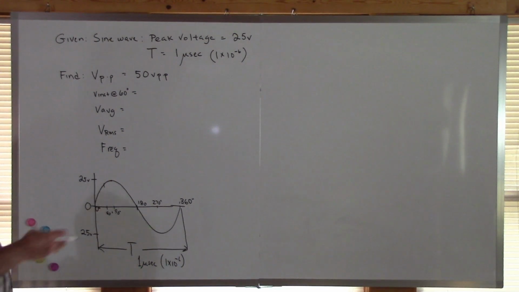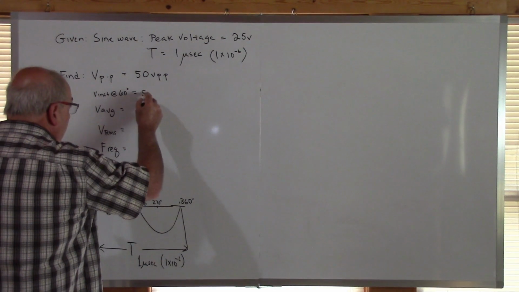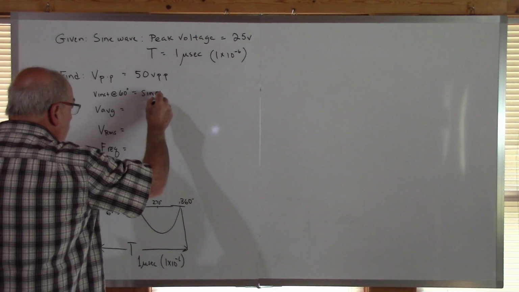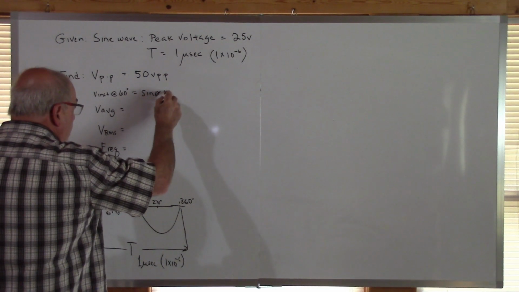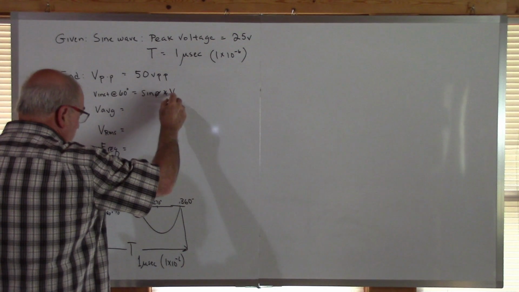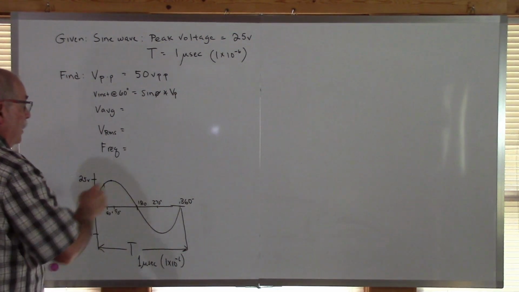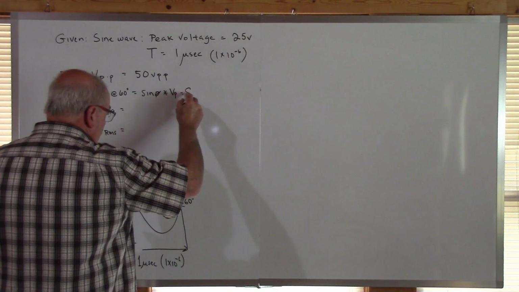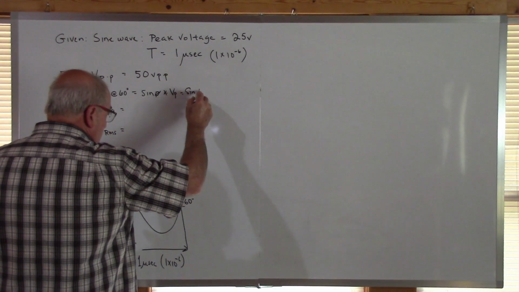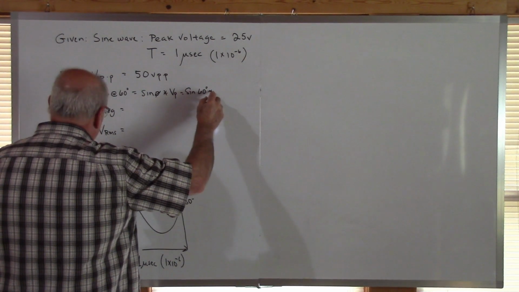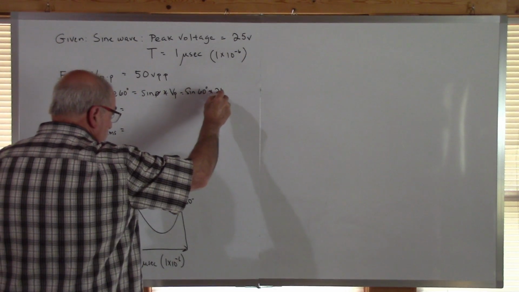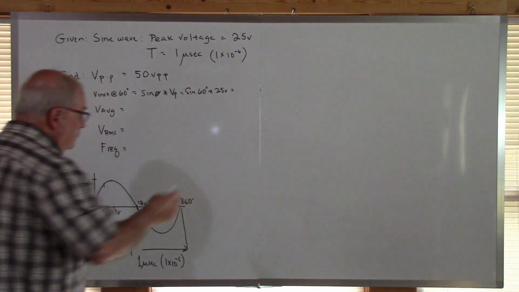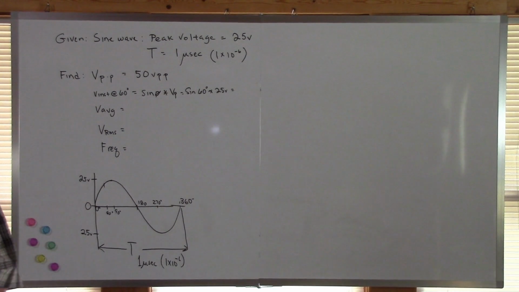All right, so that's 60 degrees. We find that by taking the sine of the angle times the peak voltage, V peak. In this case, it's the sine of 60 degrees times 25 volts. I want you to take your calculator and find the sine of 60 degrees. Make sure your calculator is not in radians.